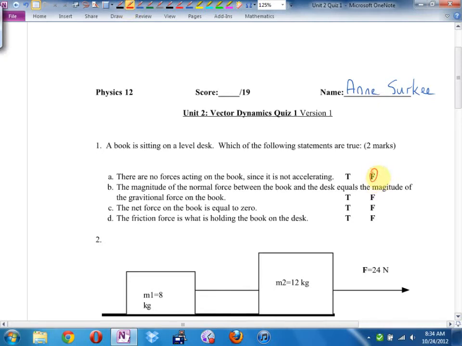If it was true, it would be true if I had said it's not accelerating, so the net force is 0. That I would have lived with. Which suggests that C is going to be true if I skip down ahead. The magnitude of the normal force between the book and the desk equals the magnitude of the gravitational force on the book. Think so? Sounds good.